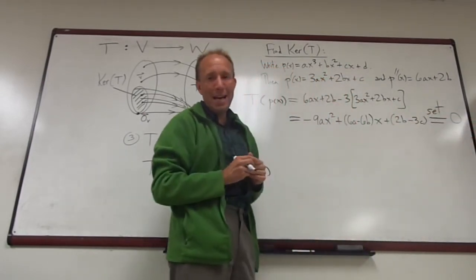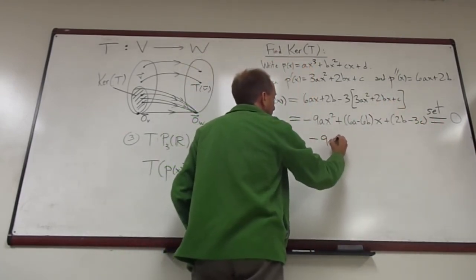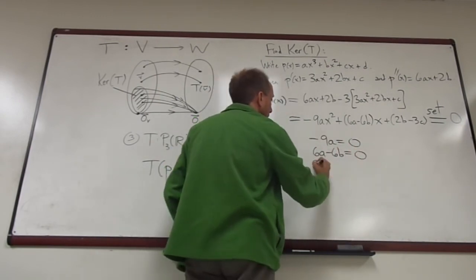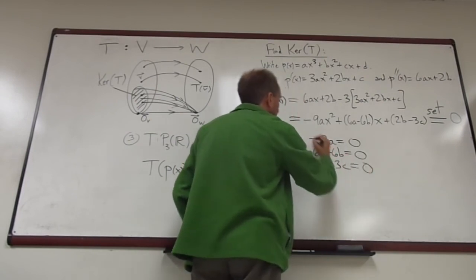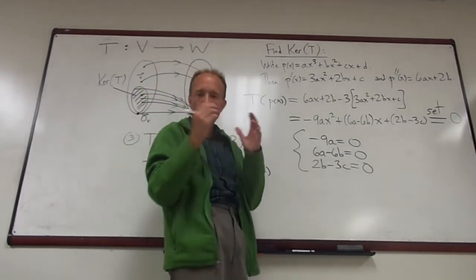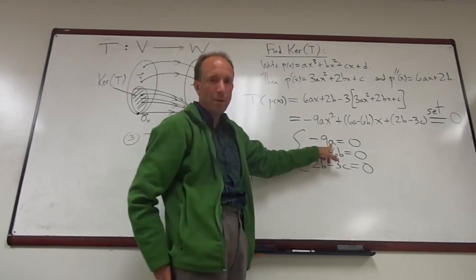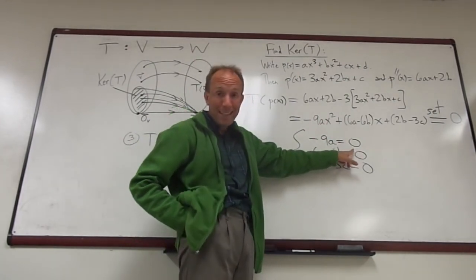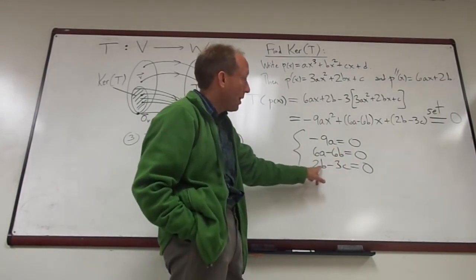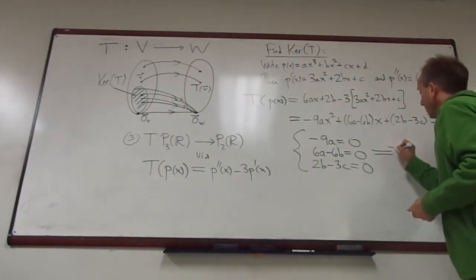Well, the only way that can happen is if all of the coefficients are 0. So the x squared coefficient has to be 0, the x coefficient has to be 0, and the constant coefficient has to be 0. All three of these equations. We could of course put this into a matrix and solve it as a system, but you can clearly see from the first equation that A has to be 0. Then plugging that into the second equation, B has to be 0. And plugging that into the third equation, C has to be 0. So A, B, and C are all 0.